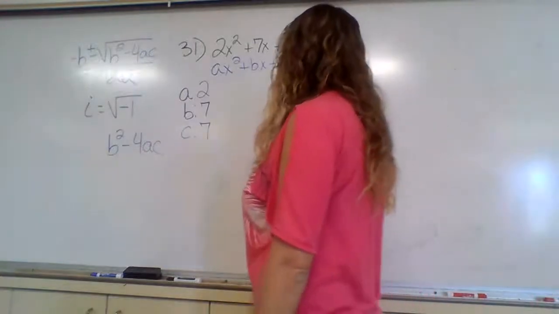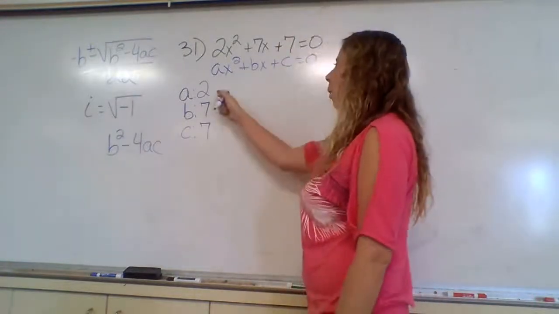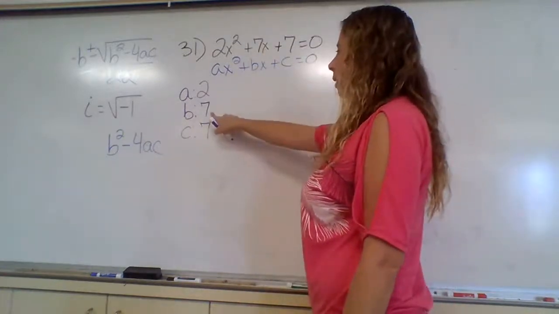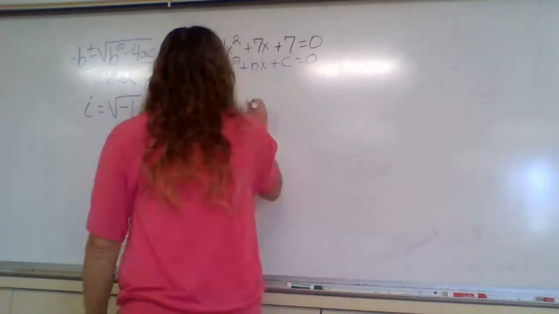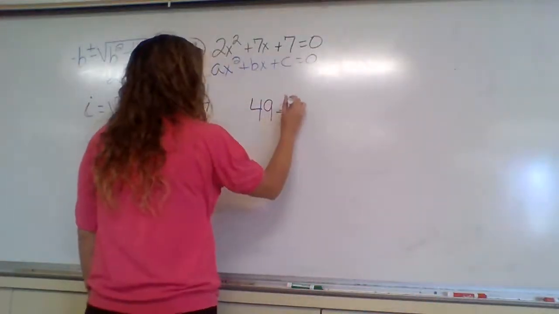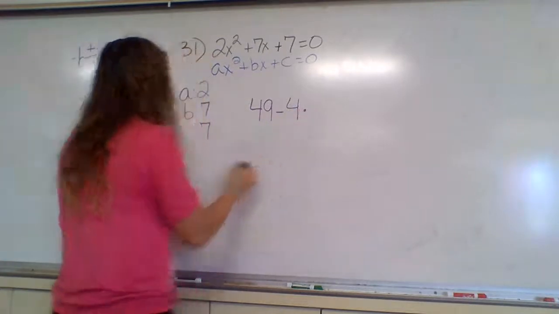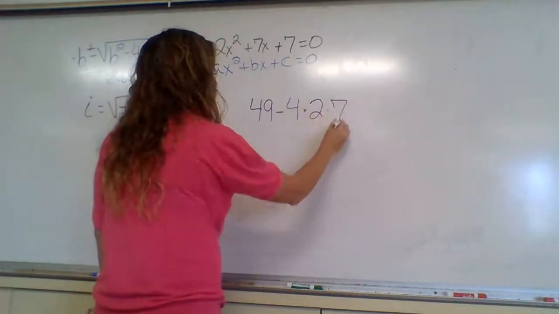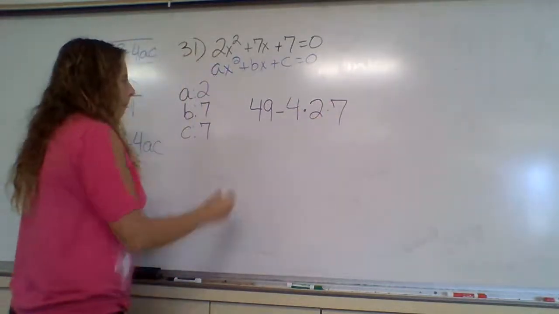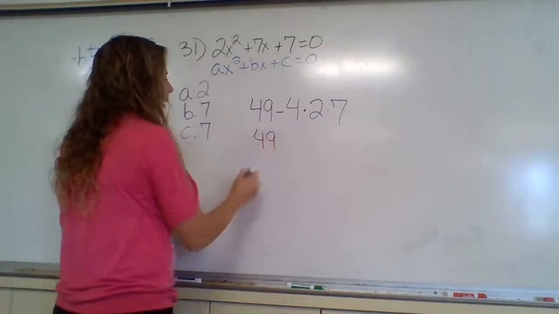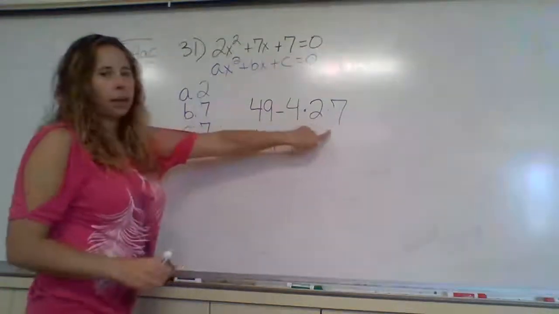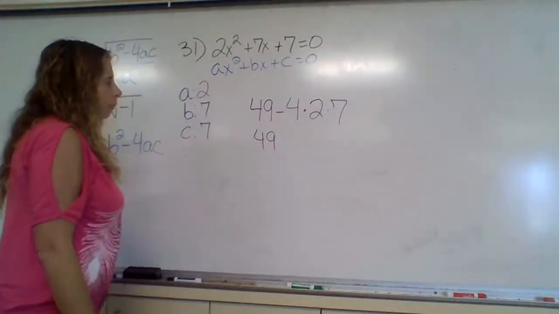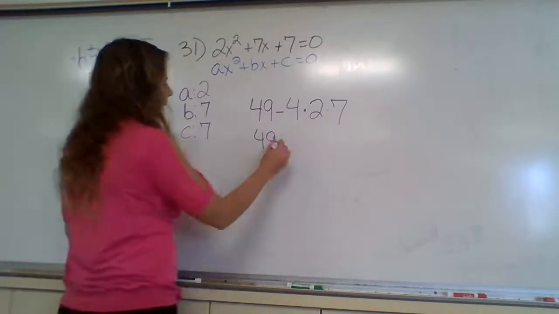So let's substitute in. I know a, b, and c, so we're going to substitute them into here. So b squared. b is 7. 7 squared is 49. Minus 4 times a, which is 2, and c, which is 7. Then you would multiply these together. So negative 4 times 2 is negative 8. And then negative 8 times 7 is negative 56.